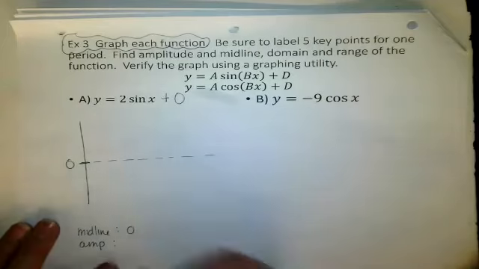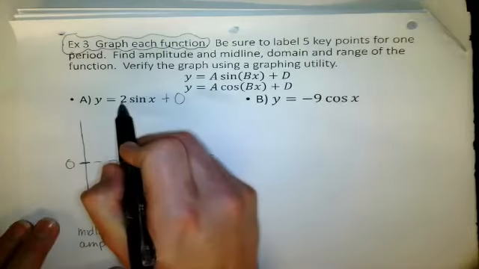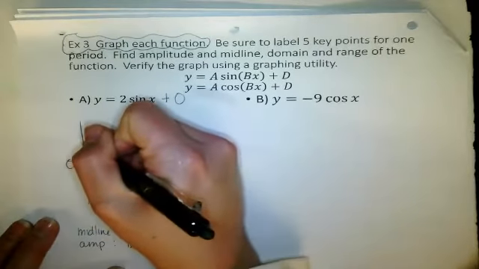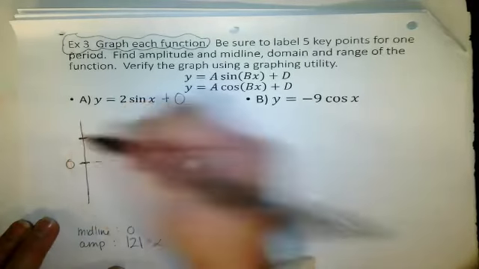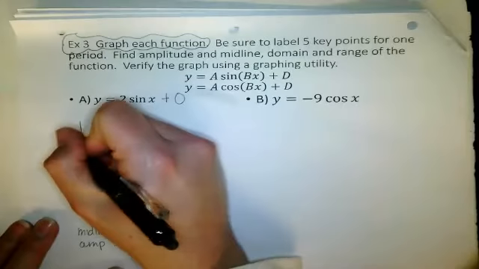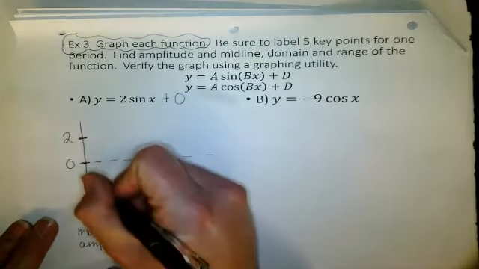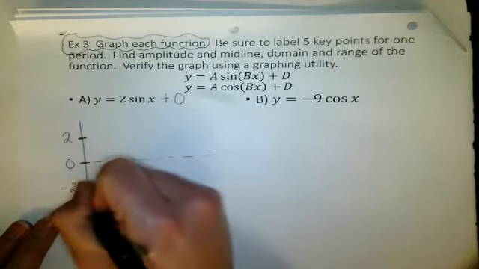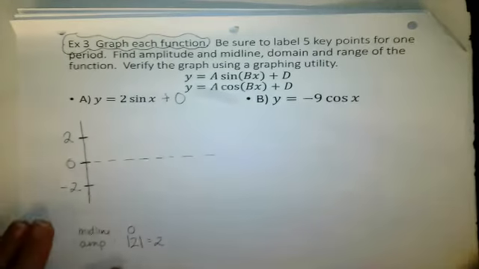What's the amplitude? 2. The absolute value of whatever the number in front is, 2. That means I'm going to go 2 units above, which gives me my maximum value of 2, and 2 units below, which gives me my minimum value of negative 2. Good, you're halfway there.